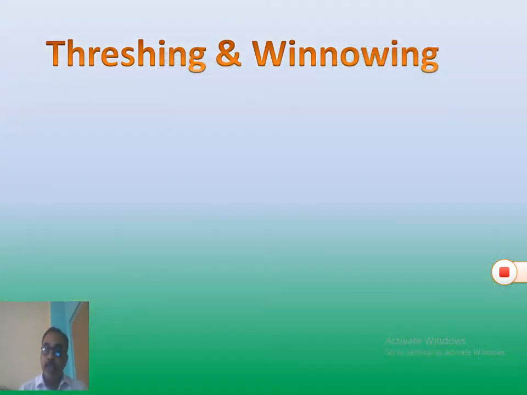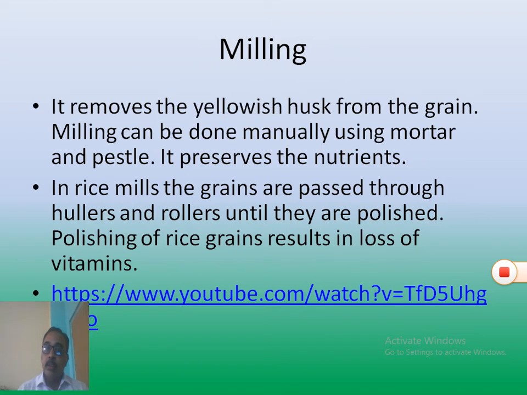So after we get the rice grain, now it goes to the mill. Now what is the work of a mill? It removes the yellowish husk from the grain. Milling can be done manually using a mortar or pestle, which preserves the nutrients. Or it goes to the mills where the grains pass through hullers and rollers. They're polished, so the yellowish part is removed, and the rice we get in the market is actually the polished rice grain. If we use traditional things like mortar and pestle, it preserves the nutrients.